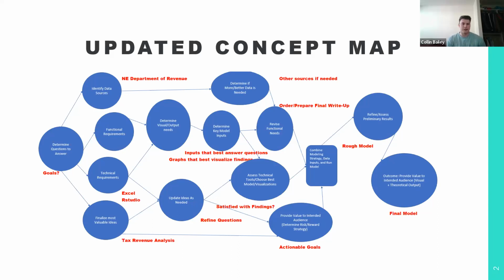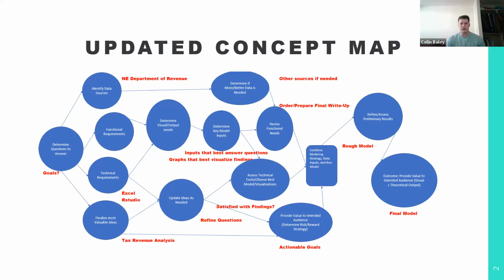So here's my updated concept map. We start off with different goals and determining questions to answer, and that was back at the start of the semester. So, around February, we were looking at which data sources we should be using, what functional requirements, technical requirements, and ideas would most make sense to put together for this project. In red, I've added a few notes to make sense of what I've ended up doing at each point. For example, the Nebraska Department of Revenue website was the source of my data set, and we'll talk about that a little bit.